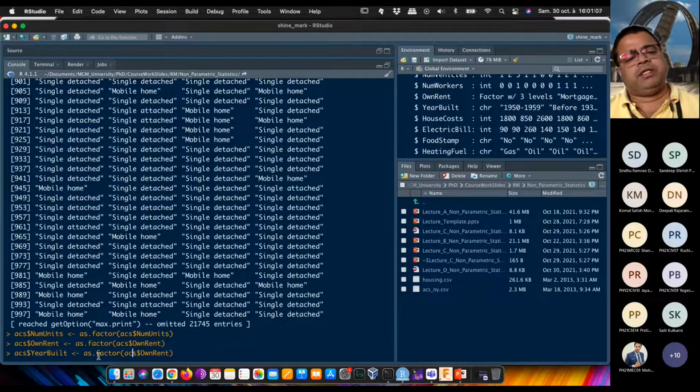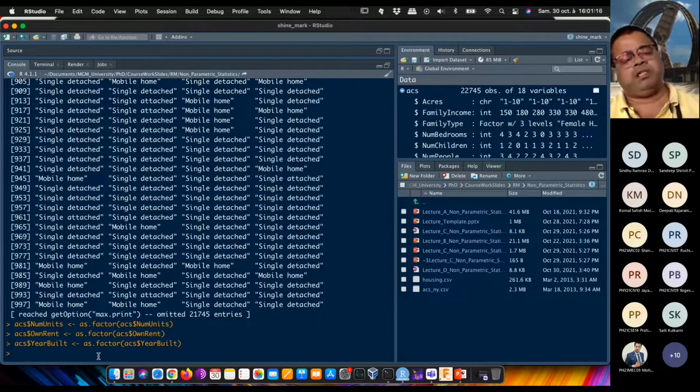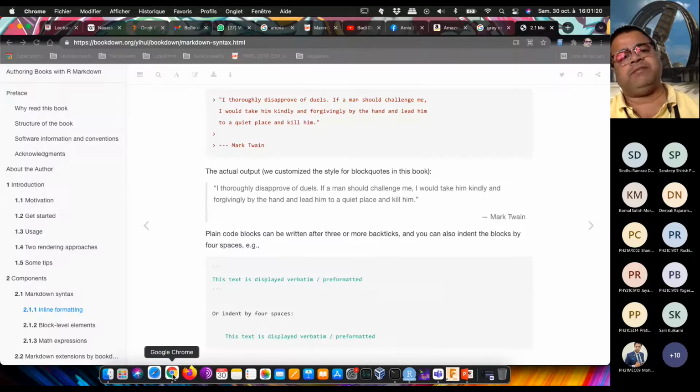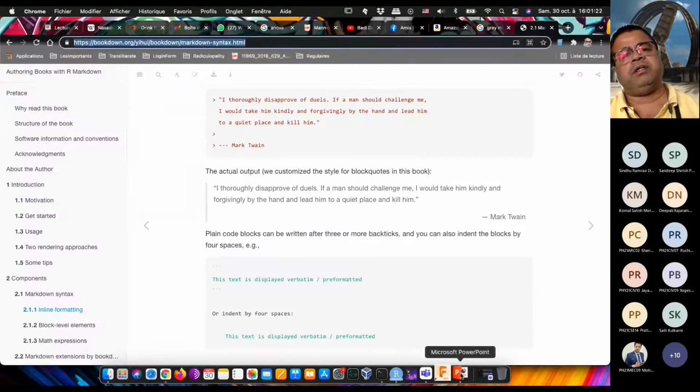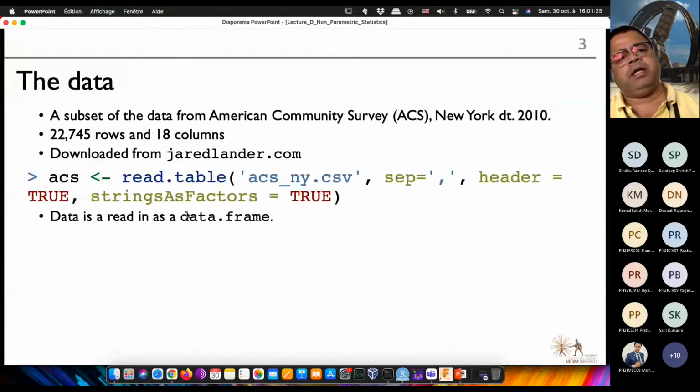Instead of that, if you use read.table, all this conversion will happen in one go. What is the command which is given here? Please see, it is read.table and strings as factors equal to true. That is what I have to write in the command, and if I write it like this, all this work will happen automatically together. I will not have to do this again and again.